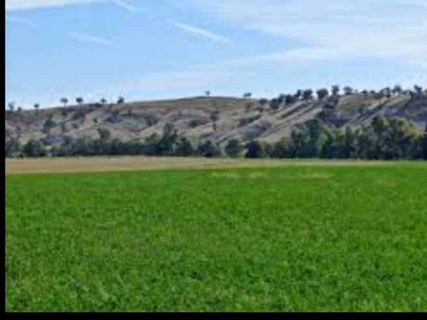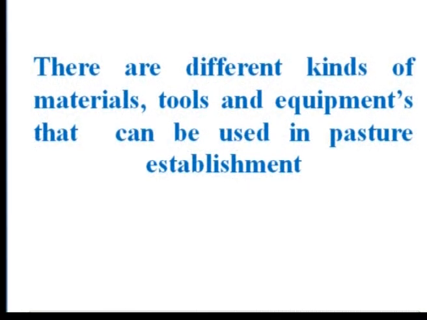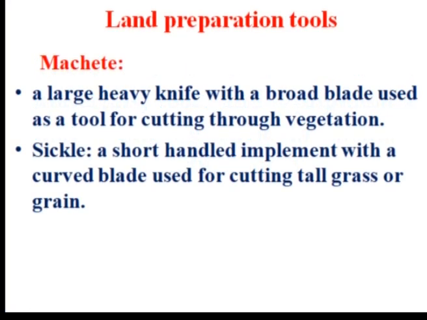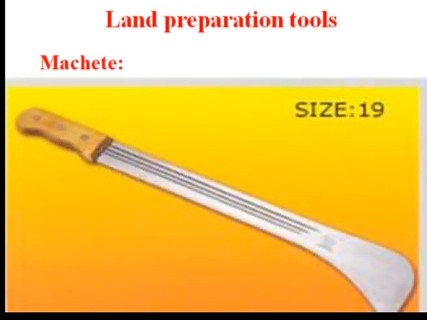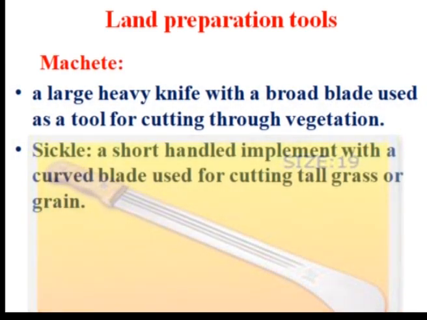Among them, the first materials, tools, and equipment used for pasture establishment are materials and tools used for land preparation. The first one is machete. Machete is a large heavy knife with a broad blade used as a tool for cutting through vegetation.